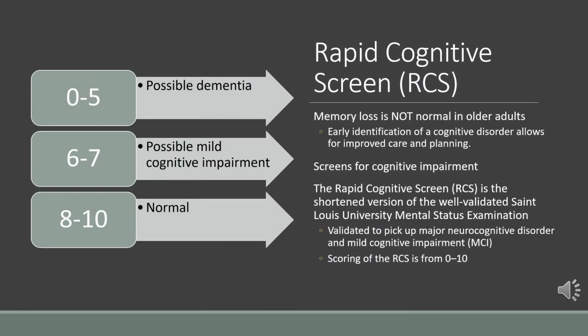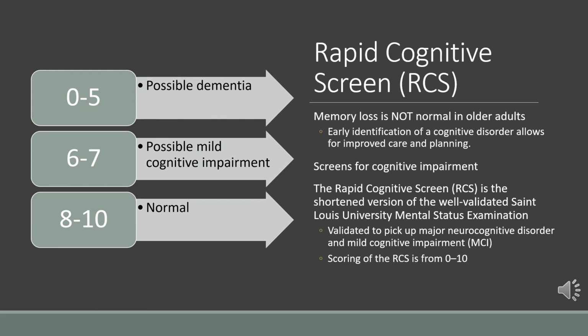Before talking about the purpose of the last assessment component of the RGA, the Rapid Cognitive Screen, it is important to stress that memory loss is not normal in older adults. Early identification of a cognitive disorder allows for improved care and planning. It may be possible to reverse, prevent, or slow decline in cognition if it is found and treated early.